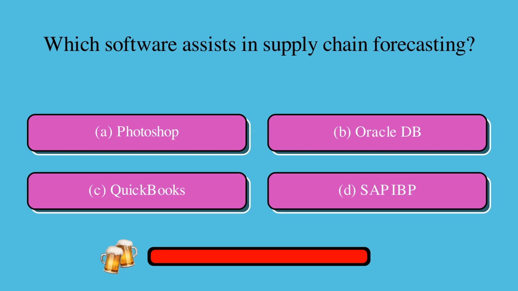Which software assists in supply chain forecasting? Is it A, Photoshop, B, Oracle DB, C, QuickBooks, or D, SAP IBP? The correct answer is D, SAP IBP.